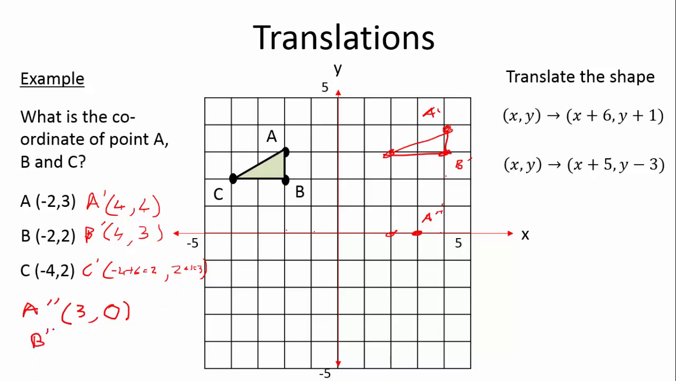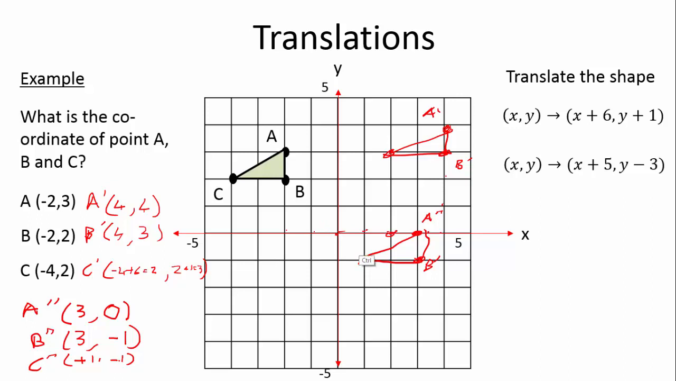B double dashed is equal to -2 plus 5 is 3, and 2 minus 3 is minus 1. So it's going to be 1, 2, 3 x, minus 1 is B double dashed. And lastly, C double dashed would be -4 plus 5 is positive 1, and then the last coordinate would be 2 minus 3 is -1. So that's going to go positive 1 x, minus 1 y, and then we can draw our triangle.